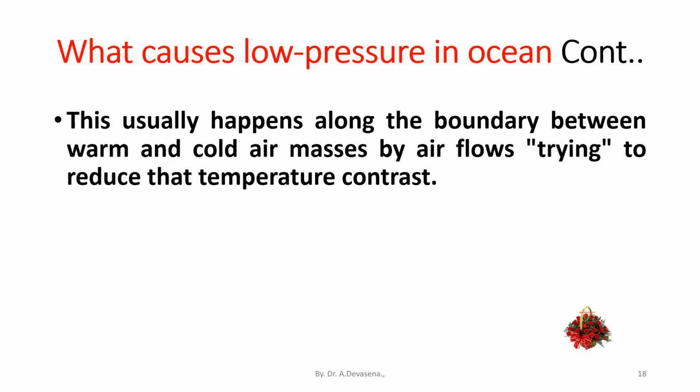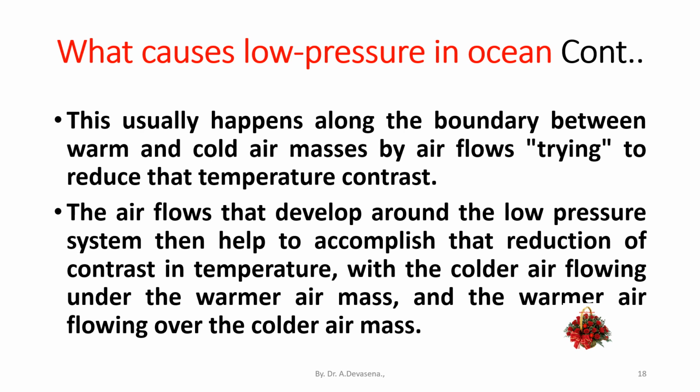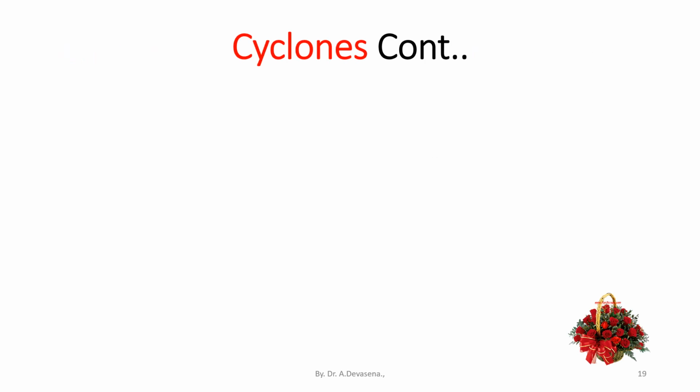This usually happens along the boundary between warm and cold air masses, by air flows trying to reduce that temperature contrast. The air flows that develop around the low pressure system then help to accomplish that reduction of contrast in temperature, with the colder air flowing under the warmer air mass and the warmer air flowing over the colder air mass.